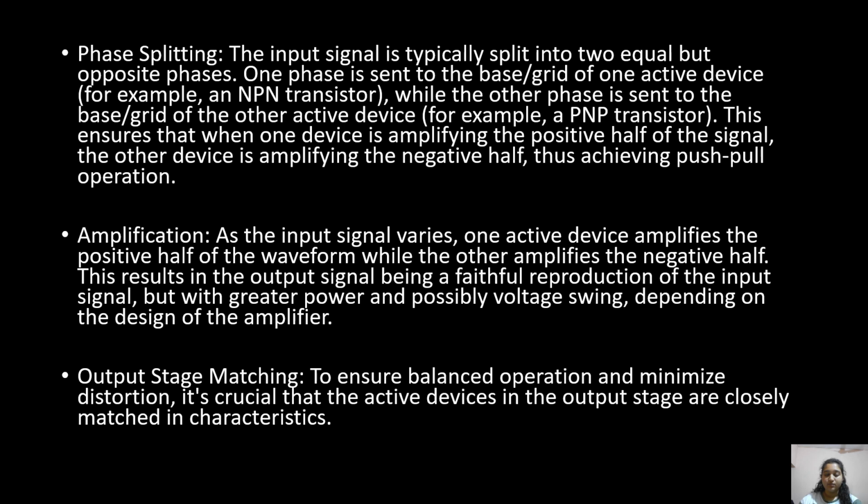Amplification. As the input signal varies, one active device amplifies the positive half of the waveform while the other amplifies the negative half. This results in the output signal being a faithful reproduction of the input signal, but with greater power and possibly voltage swing, depending on the design of the amplifier. Output stage matching. To ensure balanced operation and minimize distortion, it's crucial that the active devices in the output stage are matched in their characteristics.